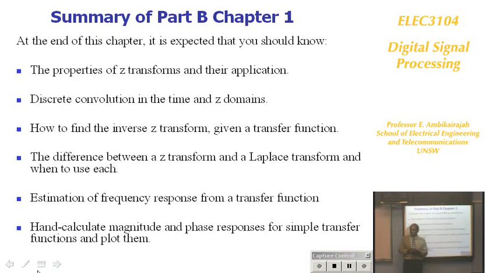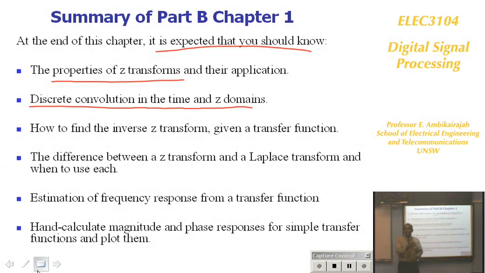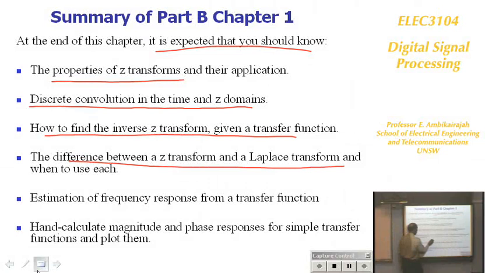Now, the last part that we have is summary of the chapter. What are you expected to know at the end of the chapter? First thing is properties of the transform and the application. You know that? I've done that. This is convolution, time and set domain. Time domain we have done before, set domain we have done here, and you need to combine and understand. How to find inverse set transform of a transfer function? We have done that. What's the difference between a set transform and a Laplace transform? When to use them, and you know the relationship.